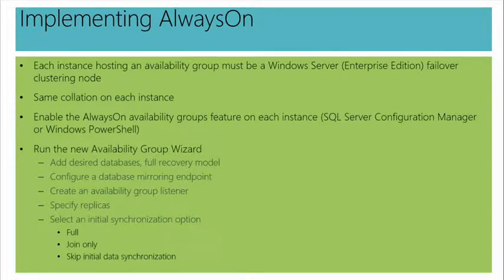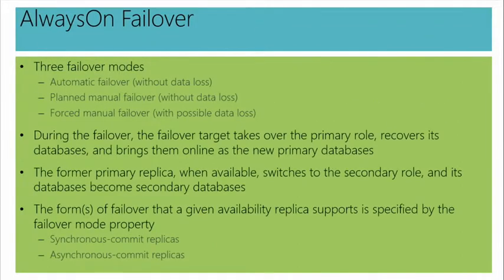It waves a wand over a number of activities. You have to configure what databases you want to have as part of the availability group. You have to configure a database mirroring endpoint. Does that sound familiar? Yeah, it does. So there's some familiarity there. Create an availability group listener, specify replica copies, and then select an initial synchronization option. That's pretty cool. Now, what about failover?